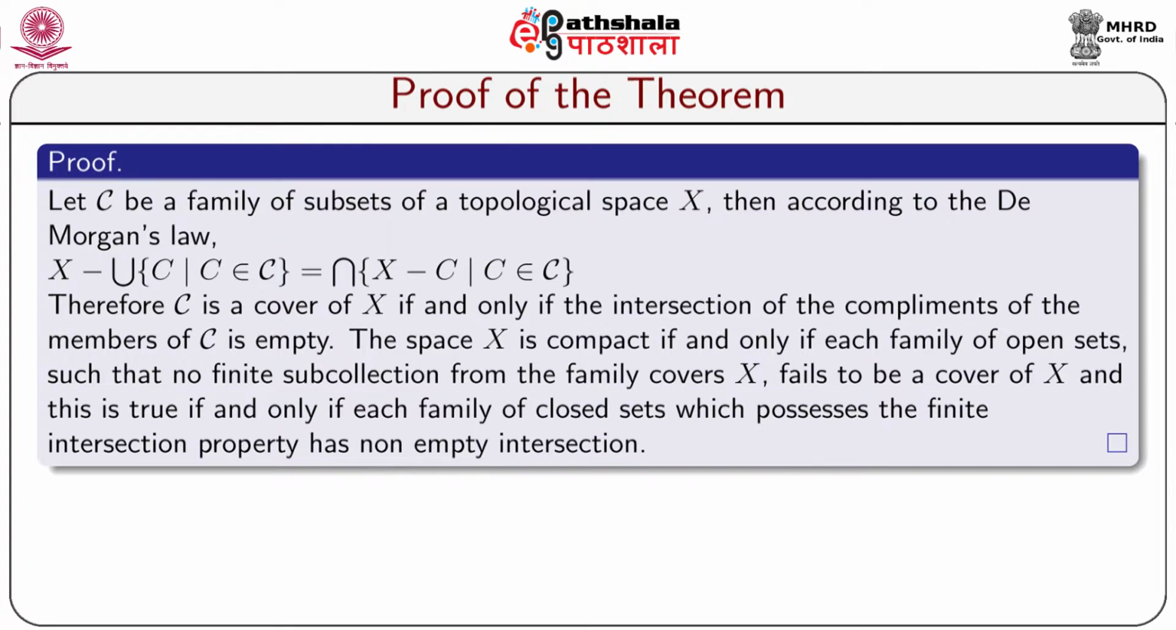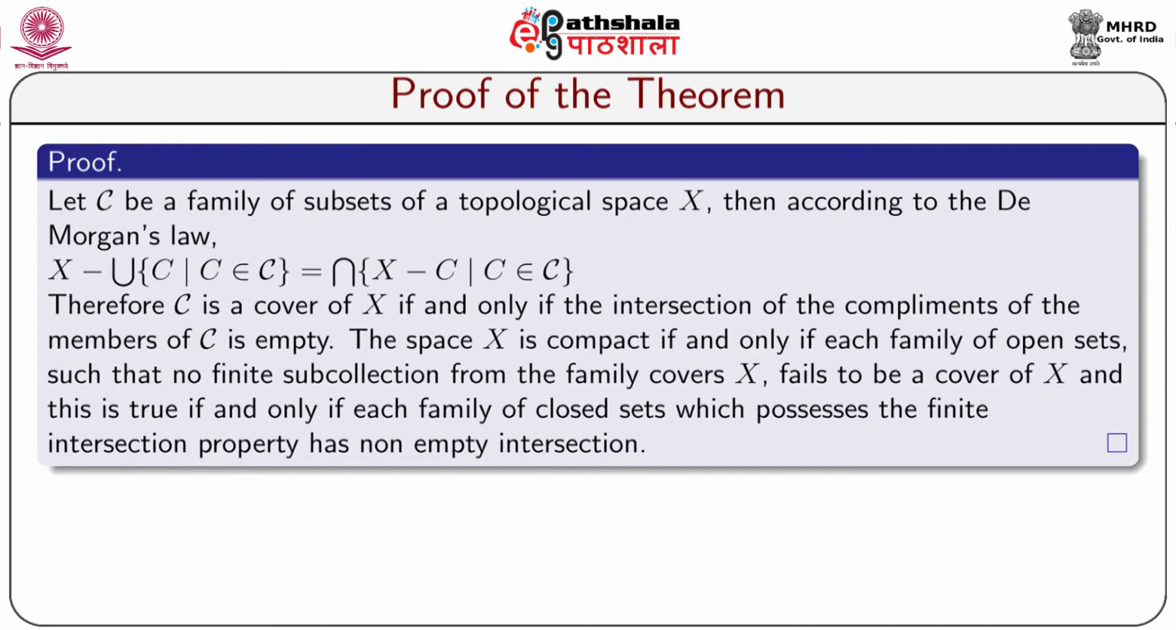Now, let us come to the proof of the theorem that a space X is compact if and only if any collection of closed sets with finite intersection property has non-empty intersection. So, let us consider script C to be a family of subsets of a topological space X. Then according to De Morgan's law, we have X minus the union of C such that C belongs to script C is equal to the intersection of complements of C such that C belongs to script C. This equality will work for us.